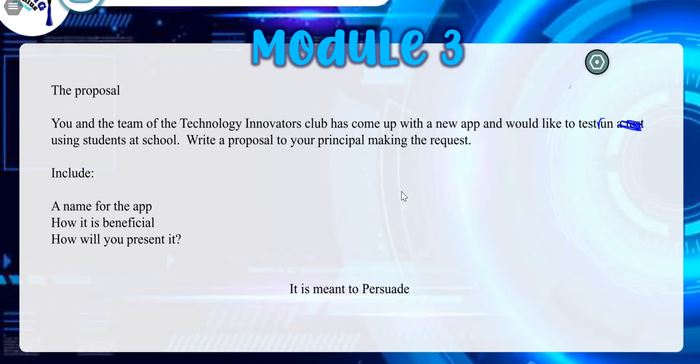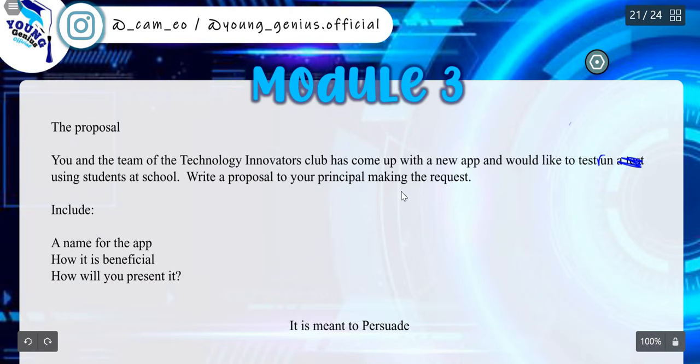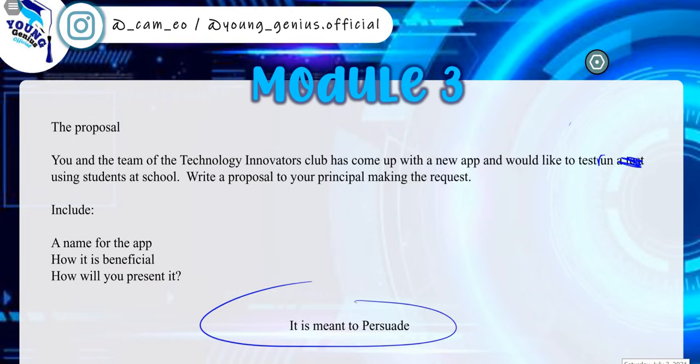So include a name for the app. I know that was a part of the instructions. I was also supposed to state how it's beneficial and how it will be presented, right? So for your proposal, this is where you get persuading. For the rest of the pieces, they are more factual based, so they're more argumentative, like stating that this is this and that's the fact, and support it with evidence.